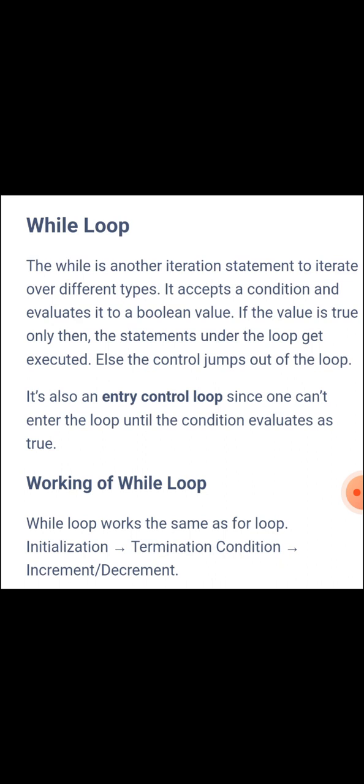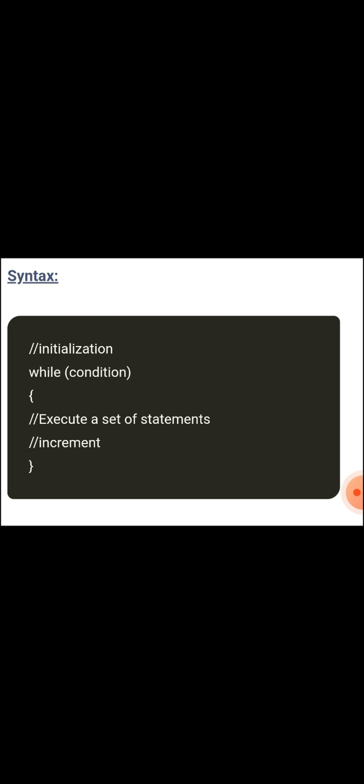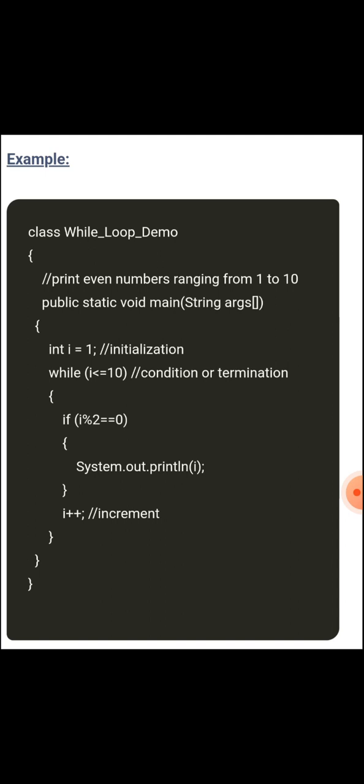Now the while loop works the same as the for loop: initialization, termination, and increment or decrement. This is the flowchart. Initialization, condition; if the condition is true, execute the statement, otherwise terminate the loop. And this is the syntax. Firstly, you initialize, then check the condition, and under this while loop, execute the set of statements, then the increment step, and end the curly braces.